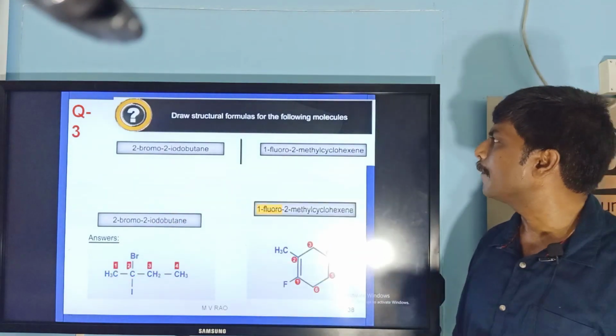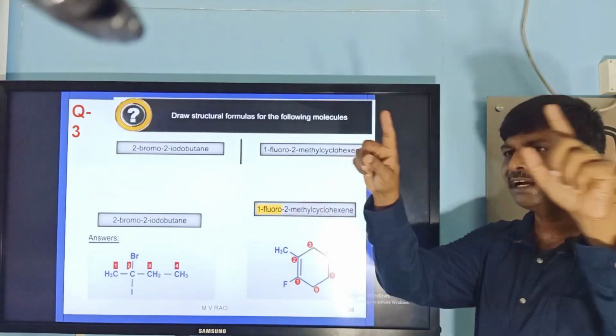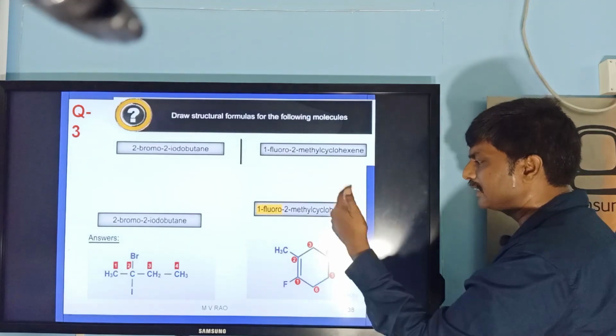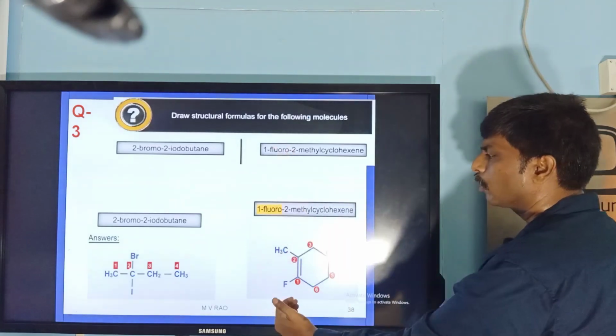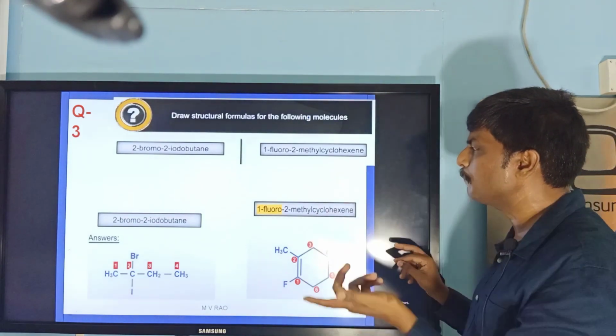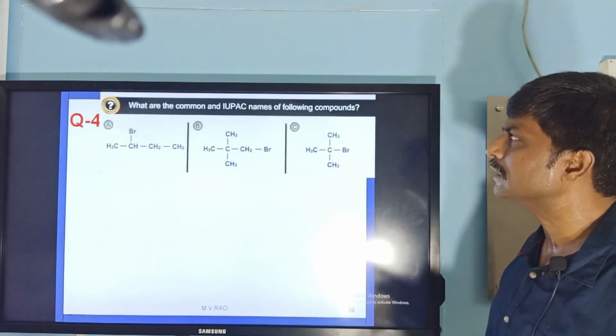What about the next one? 1-chloro-2-methylcyclohexene. Take a cyclic compound with 6 carbons. You keep 1 double bond. It is cyclohexene. You start with 1-chloro. At the second position you draw a methyl group. So it is 1-chloro-2-methylcyclohexene.